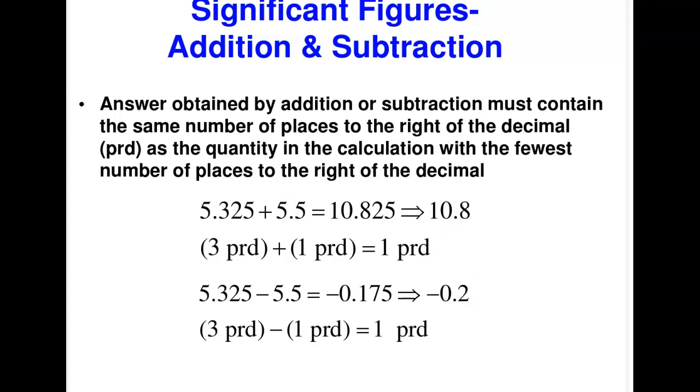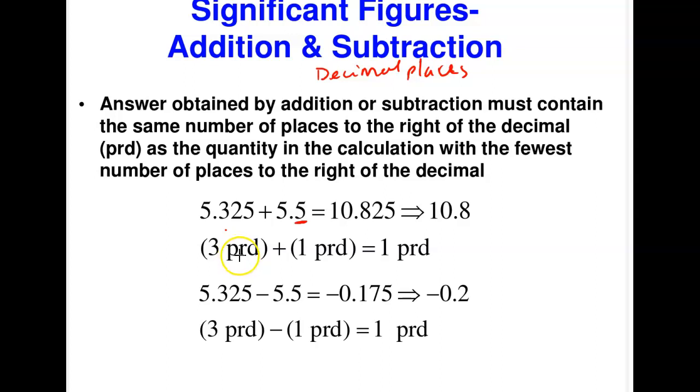So what happens in the case of addition and subtraction? In addition and subtraction, the decimal place takes precedence. We talk about the decimal places. The decimal places become important. If we're going to be adding 2 numbers or 3 numbers, the quantity that has the least number of decimal places is what the answer will assume. So if you add 5.325 and 5.5, we're going to get 10.825. Now, what decides what our answer will be is the one that has the least number of decimal places.